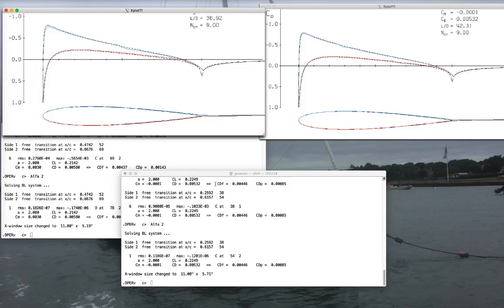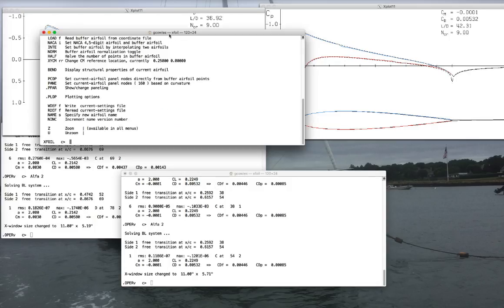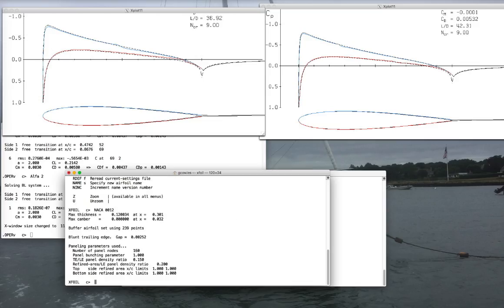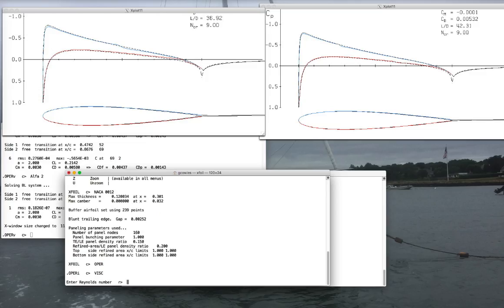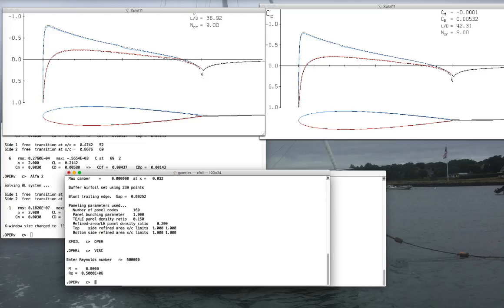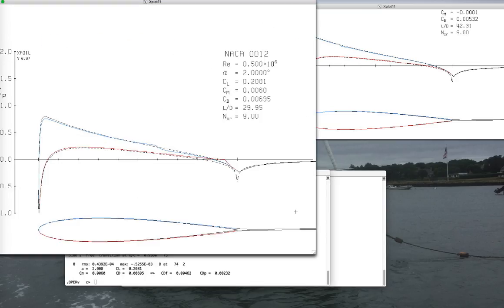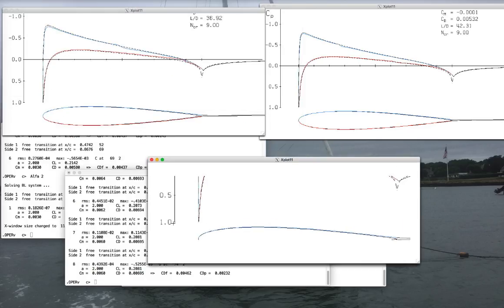I can do one more. Let's try dropping it down. XFoil's not going to like it if I go too far down. But let's try perhaps 500,000 and see if we can get that to converge. So let's do 500,000 and angle of attack 2, and I'll do the same thing. Here.